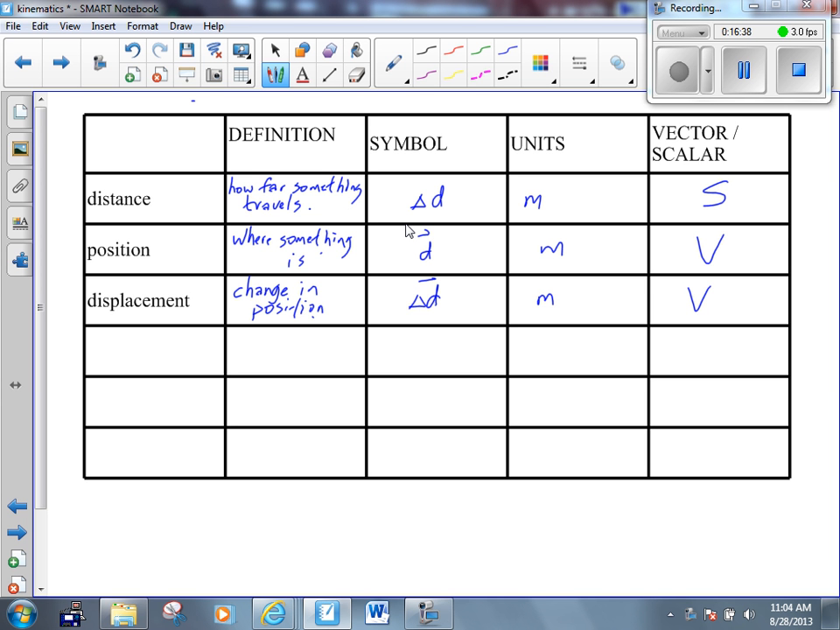What's your displacement if you run around the track once? What's your displacement? What's your change in position? 0. Good. Why is it 0?